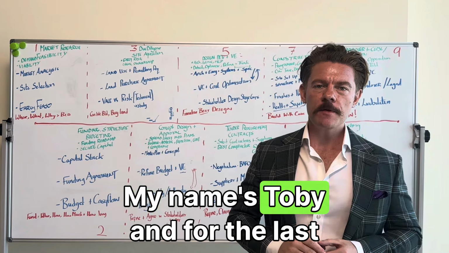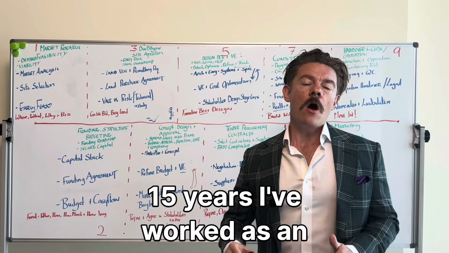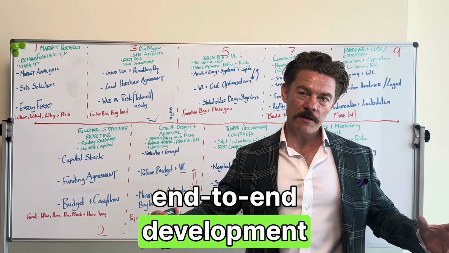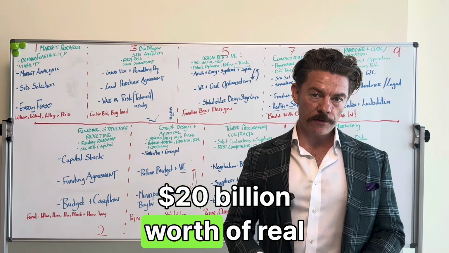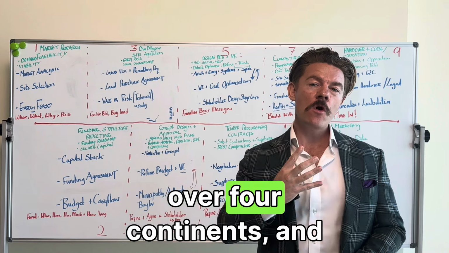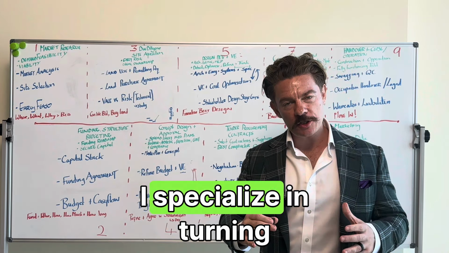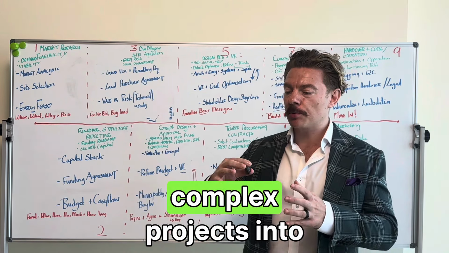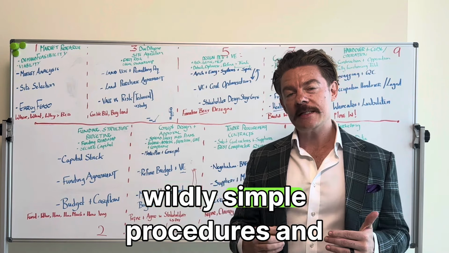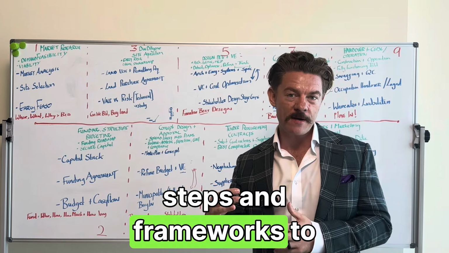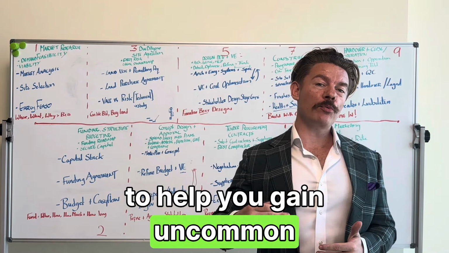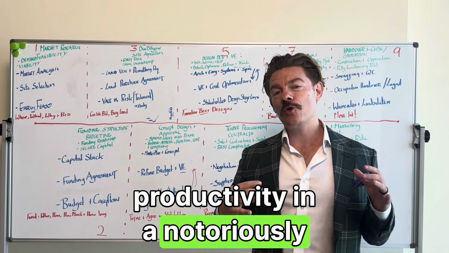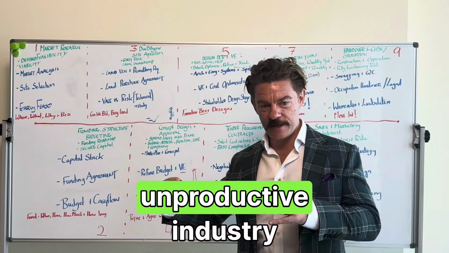My name's Toby, and for the last 15 years, I've worked as an end-to-end development specialist. I've worked on $20 billion worth of real estate development over 4 continents. And I specialize in turning complex projects into wildly simple procedures and steps and frameworks to help you gain uncommon productivity in a notoriously unproductive industry.